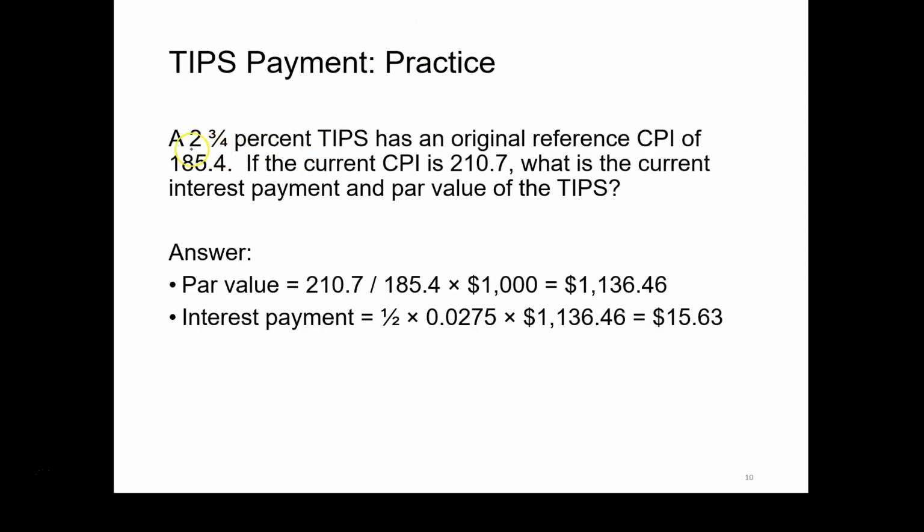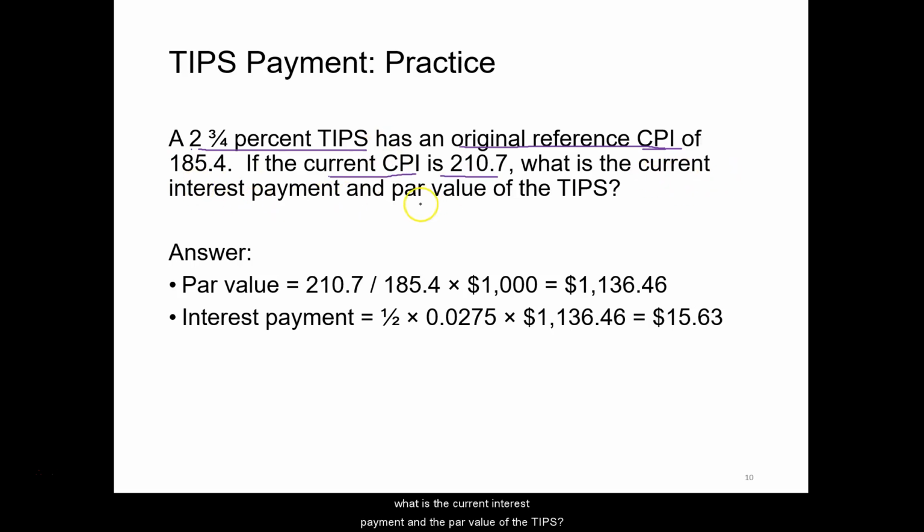We have this 2.75% TIPS. That means the coupon interest rate from this bond is 2.75%. When this bond was issued, at that time the CPI was 185.4, so we would call that the original reference CPI. And then the current CPI now is 210.7, which as you see is higher than 185.4. So the CPI level has been up.